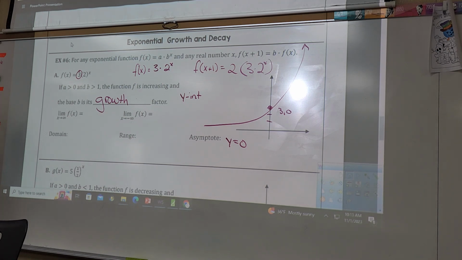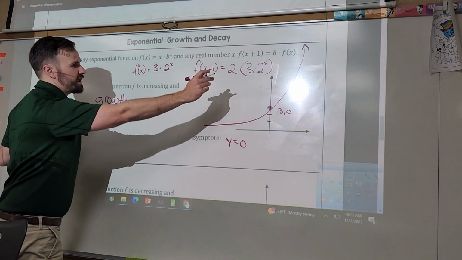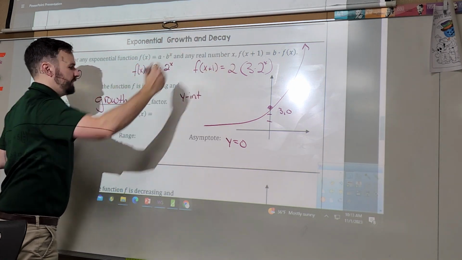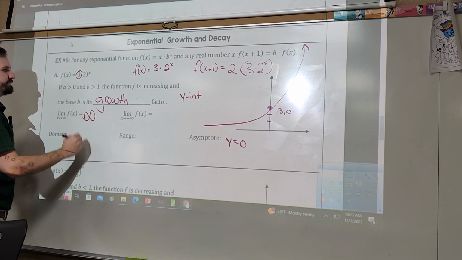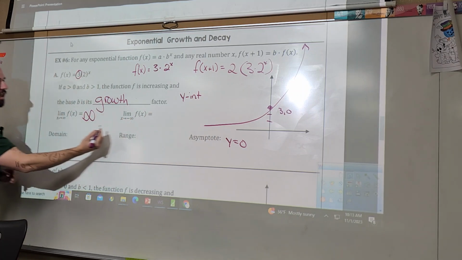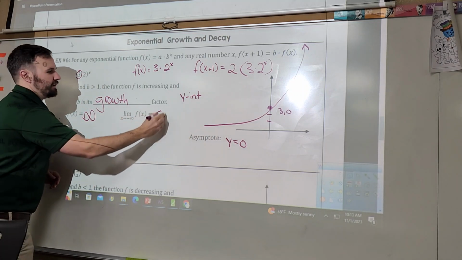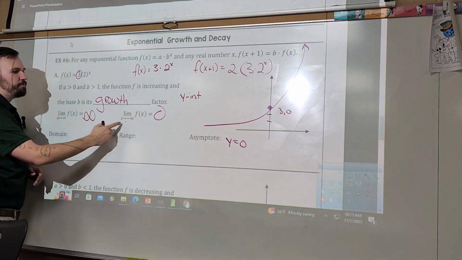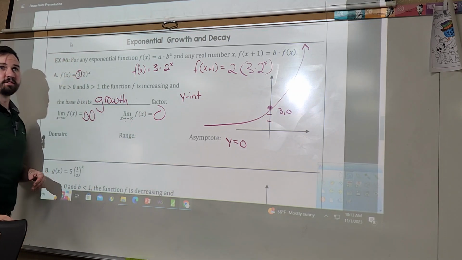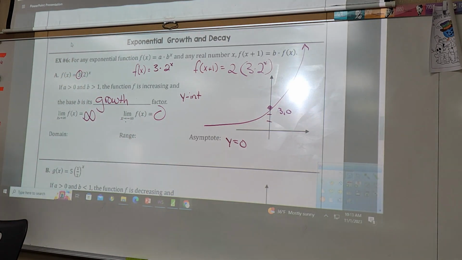So based on my graph, what's my limit as I go to the right on a growth? Infinity, right? It goes up. What's my limit as I go to the left? 0. Because remember, our end behavior approaches asymptotes, at least one side. You don't have to approach it from both.